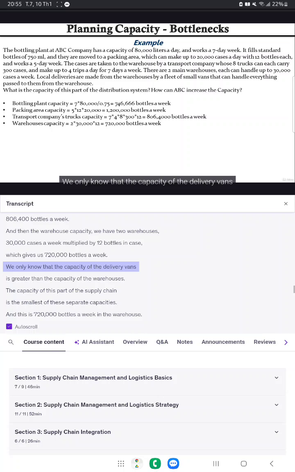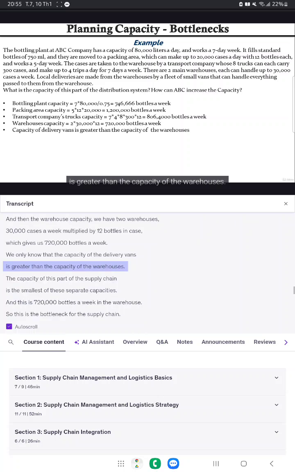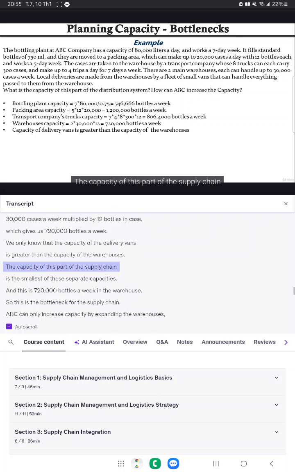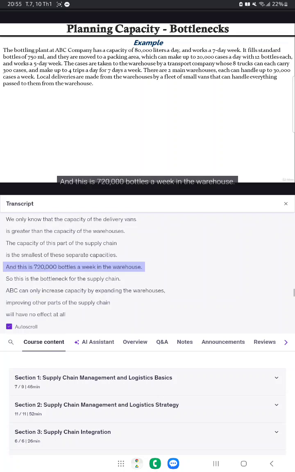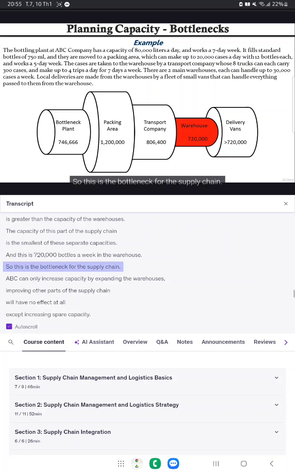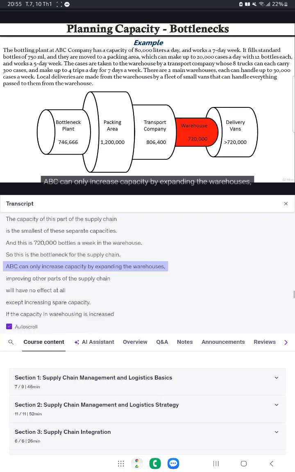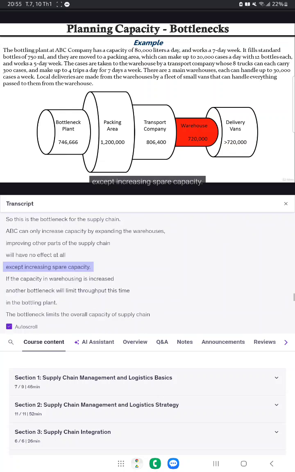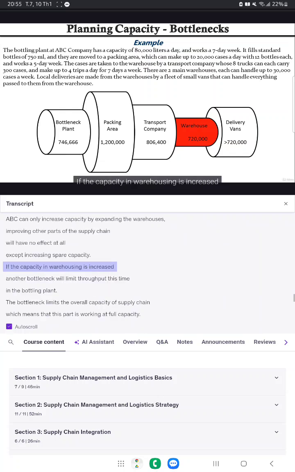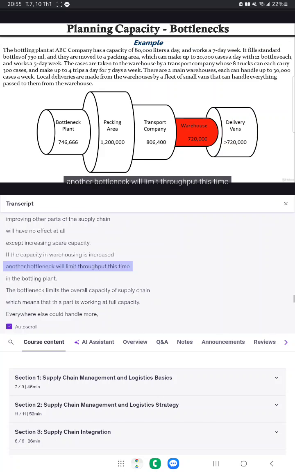We only know that the capacity of the delivery vans is greater than the capacity of the warehouses. The capacity of this part of the supply chain is the smallest of these separate capacities, and this is 720,000 bottles a week in the warehouse. So this is the bottleneck for the supply chain. ABC can only increase capacity by expanding the warehouses. Improving other parts of the supply chain will have no effect at all, except increasing spare capacity. If the capacity in warehousing is increased, another bottleneck will limit throughput, this time in the bottling plant.